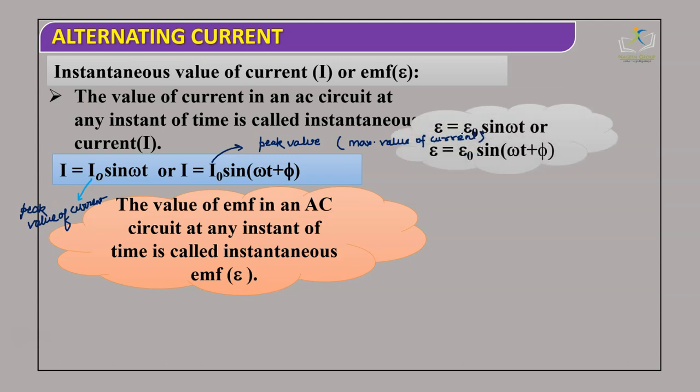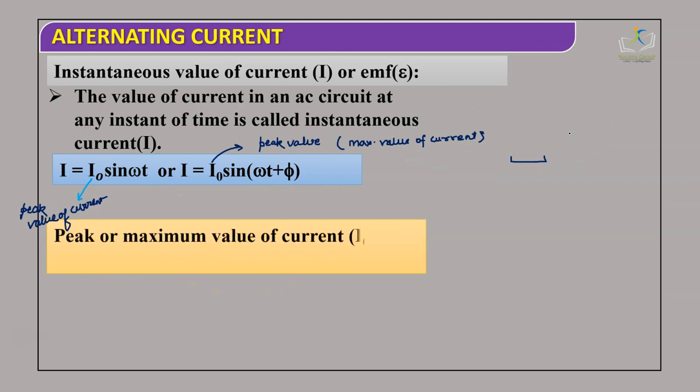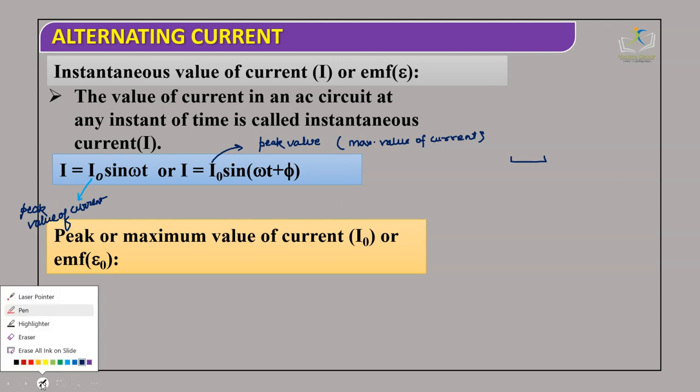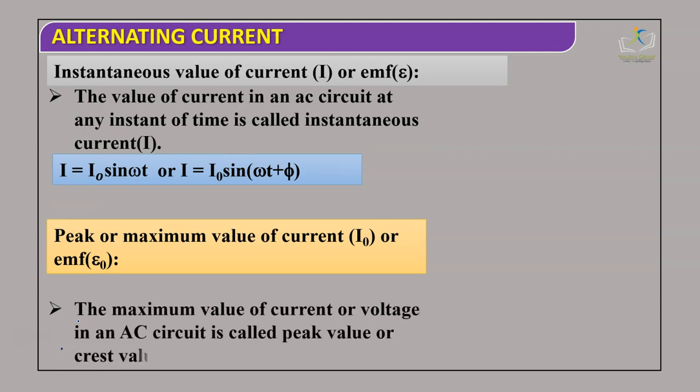So E equals E naught sine omega t, or E naught sine omega t plus phi. Again, omega t plus phi denotes the phase. The peak or maximum value of a current is I naught, or E naught in the case of EMF. So the maximum value of a current or voltage in an AC circuit is called the peak value, or crest value, or amplitude.